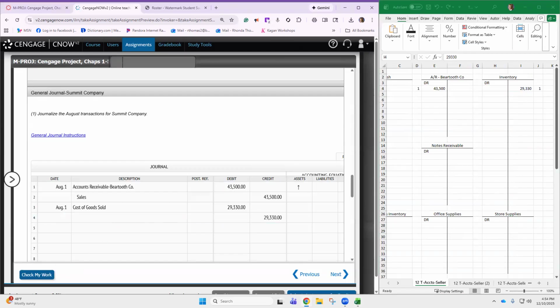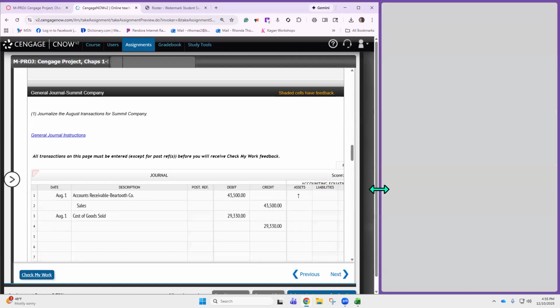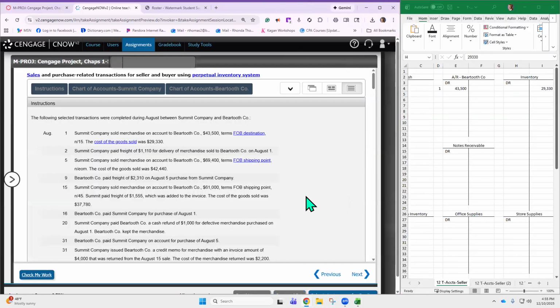And let's just check our work. I don't know where we're at, if it'll even tell us. We may have to complete this journal before it'll really give us some feedback of what we've done.